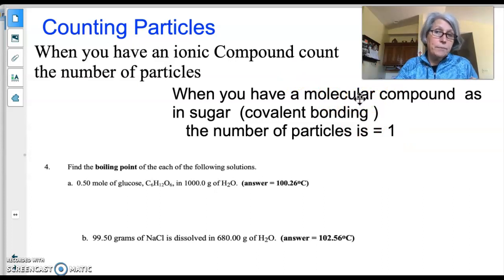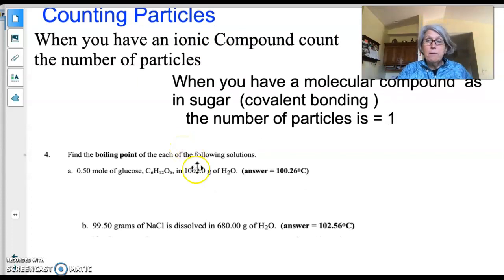Do you remember how you're going to know it's ionic? A molecular compound is things that are all nonmetals. An ionic compound will have a metal and a nonmetal. So here's an example that's in your homework.